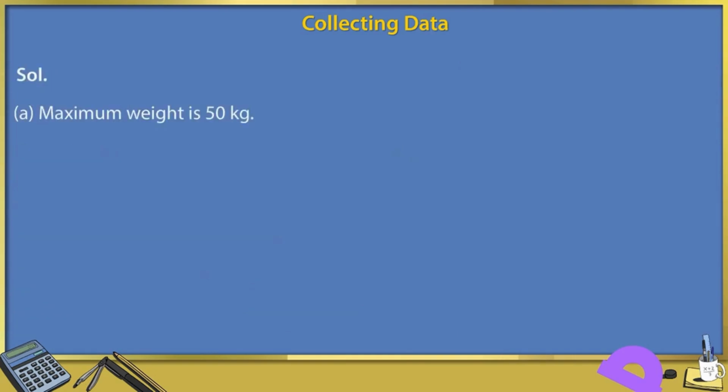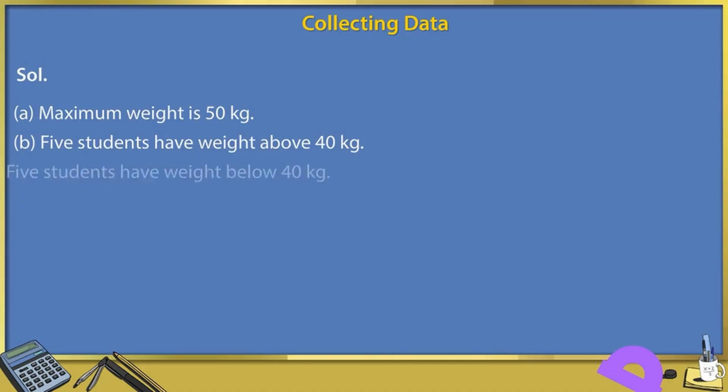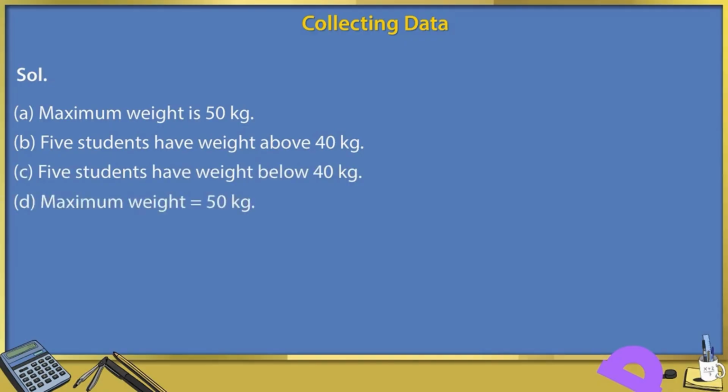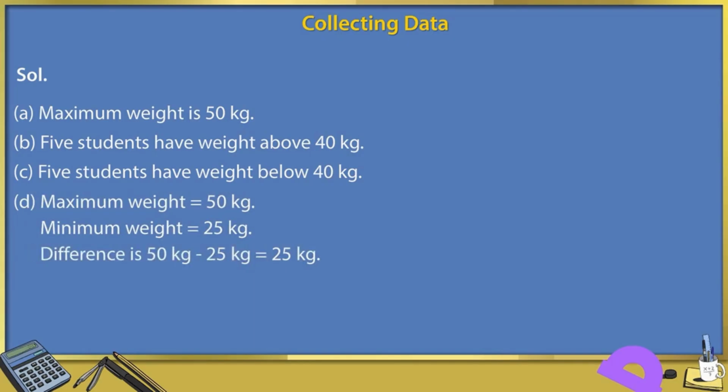Solution. A. Maximum weight is 50 kg. B. 5 students have weight above 40 kg. C. 5 students have weight below 40 kg. D. Maximum weight is equal to 50 kg. Minimum weight is equal to 25 kg. Difference is 50 kg minus 25 kg, which is equal to 25 kg.